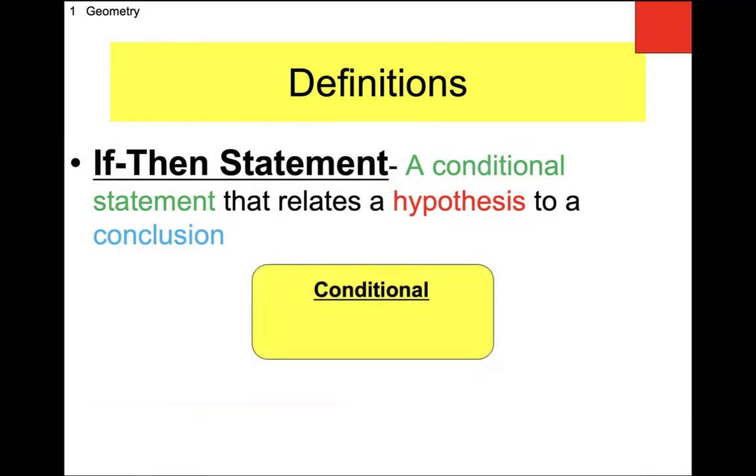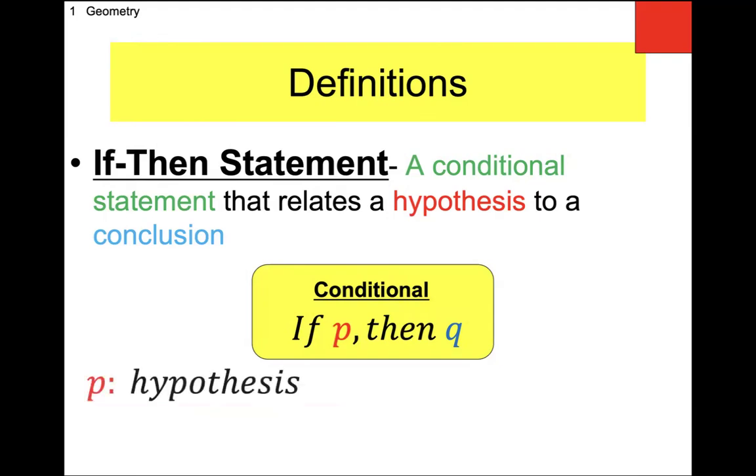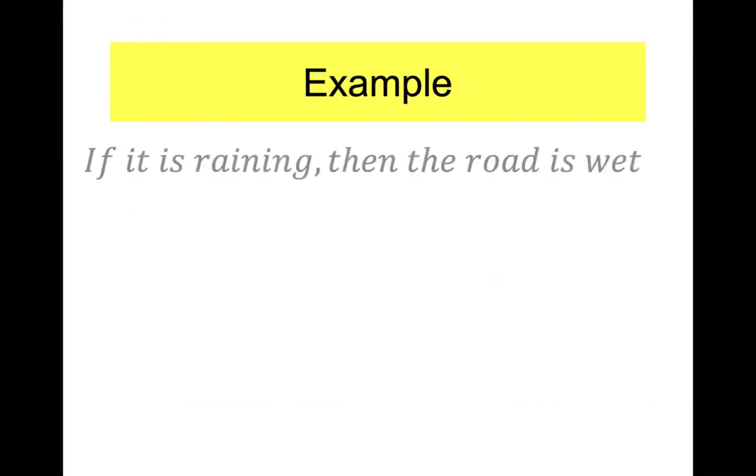So the statement itself is called a conditional statement. And as always in mathematics, we have a shortcut method of writing this down. So instead of writing that complete definition for an if-then statement, we say if P, then Q. P stands for the hypothesis and Q stands for the conclusion. If P, then Q. P is the hypothesis and Q is the conclusion. All right, so let's see an example of that.